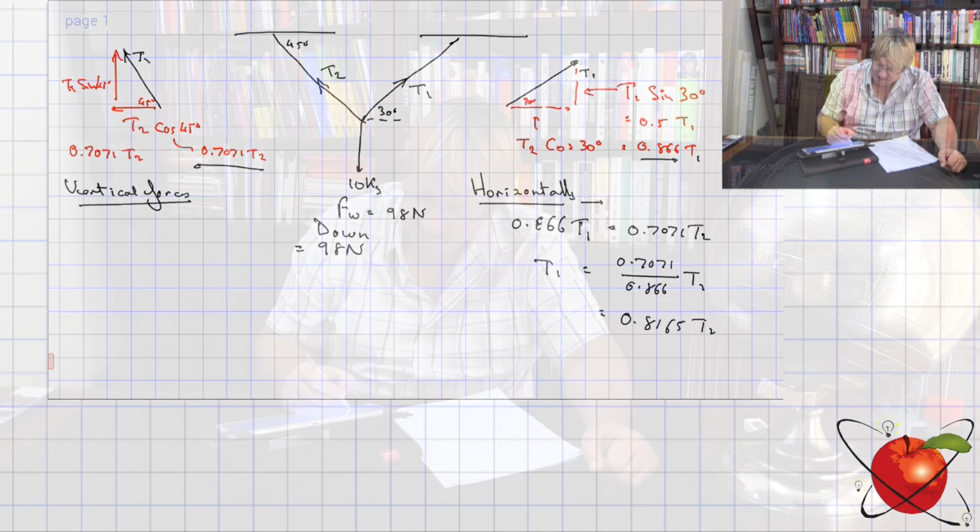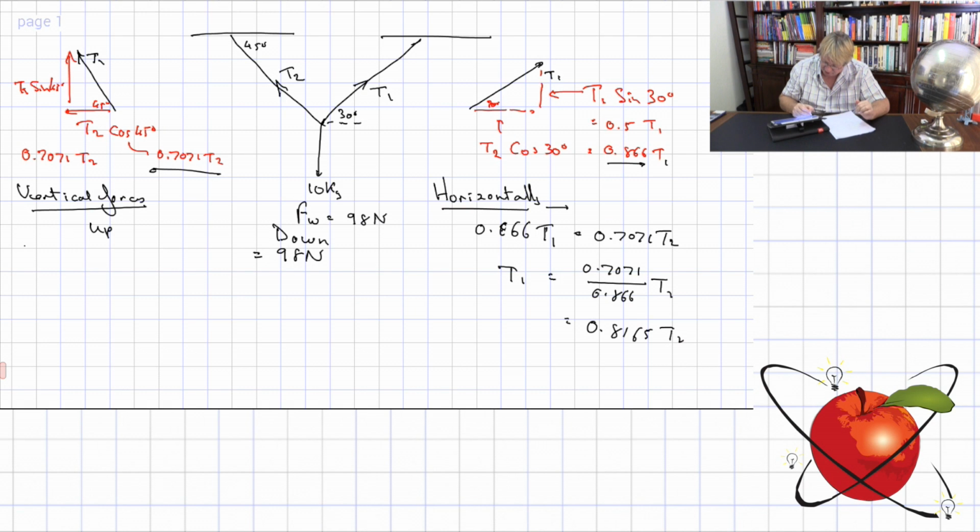Now let's see what's acting up. You'll always have two because there's two strings, so there's two vertical components. We've got T2 sine of 45 degrees, which is this one over here, and over here, T1 sine of 30. Those two we add together because they are both acting up.